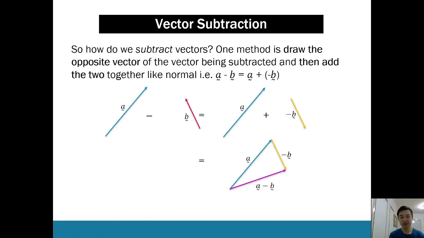So vector subtraction, one way you can subtract them is you can actually draw the opposite vector of the vector being subtracted, and then you can add the two together like normal. In this sense, you're treating A minus B as the same thing as A plus negative B, so the opposite vector of B. So you can see here with A minus B, I've basically drawn negative B by flipping the direction of B, and then I added them like normal, because A minus B is the same thing as A plus minus B. So I get this purple vector here for A minus B when I do that.